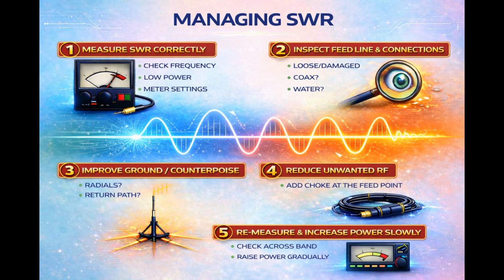Managing SWR starts with measuring it correctly and making sure the reading is meaningful by checking frequency, power level, and meter settings. Once high SWR is confirmed, the next step is to inspect the feed line and connections, since loose connectors, damaged coax, or water intrusion are common causes. If the feed line checks out, attention turns to the antenna itself, adjusting its length or geometry in small steps to bring it closer to resonance on the desired frequency. If you aren't getting the results you expected, try adding a choke or a counterpoise, and always recheck your results with a meter.